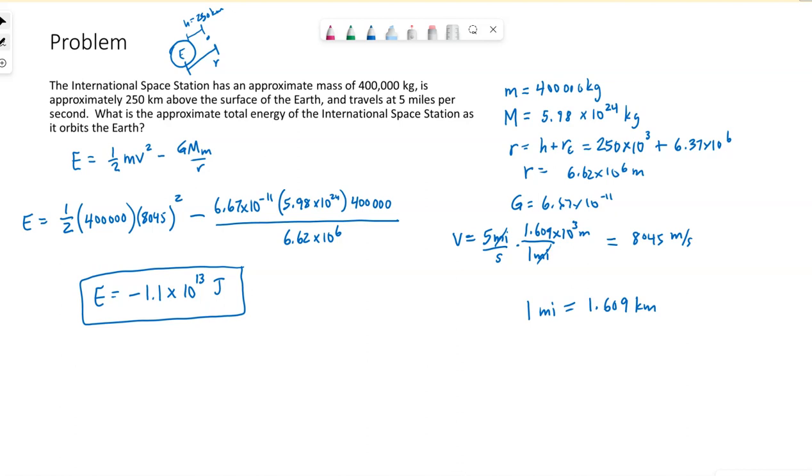Now, having a negative energy does seem a little weird. Just as a reminder, negative energy is just this overall attraction. There is an attractive force between the space station and the Earth. And that's ultimately why we end up with a negative energy.